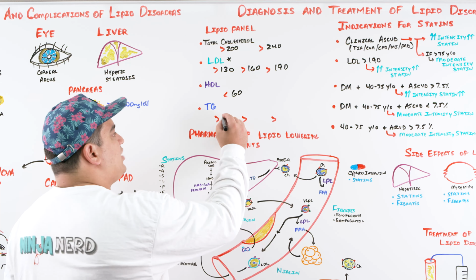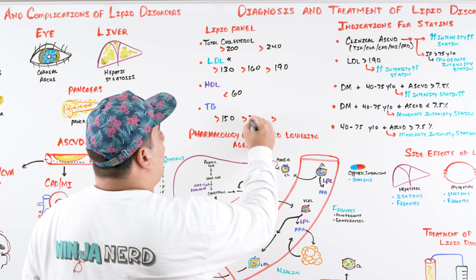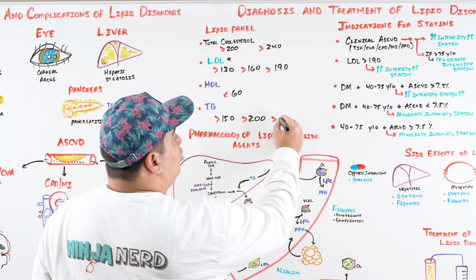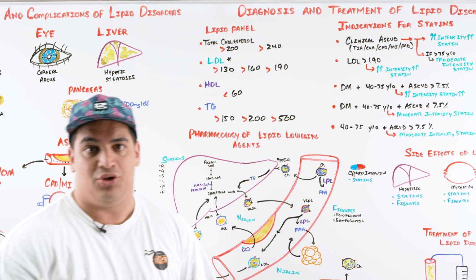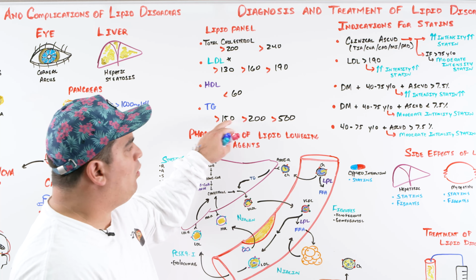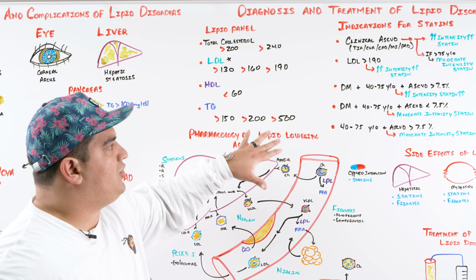So generally whenever we say it's greater than 150, that's pretty high. Greater than 200 is very high. And then usually whenever it's greater than 500, you're at risk for a lot of problems in these situations. So we consider this to be borderline, high, and then very, very high. All right, so these are the things that I want you guys to remember.